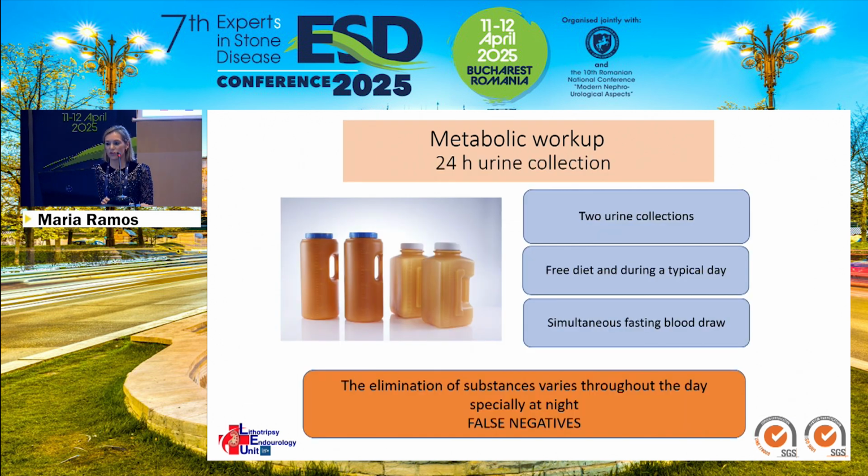For the 24-hour urine collection, the recommendation is that 2 urine collections be performed because of the high within-subject variability. We have to perform it on a free diet and during a typical day, and we need simultaneous determination of a fasting blood draw to interpret urine excretion in the setting of circulating values, because it allows us to calculate fractional excretions and creatinine clearance. Fractional excretion is also more important in pediatric patients.